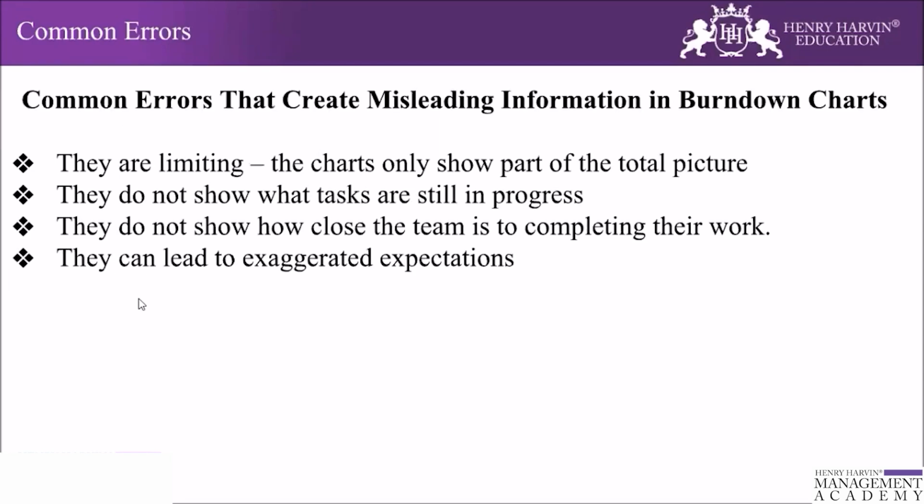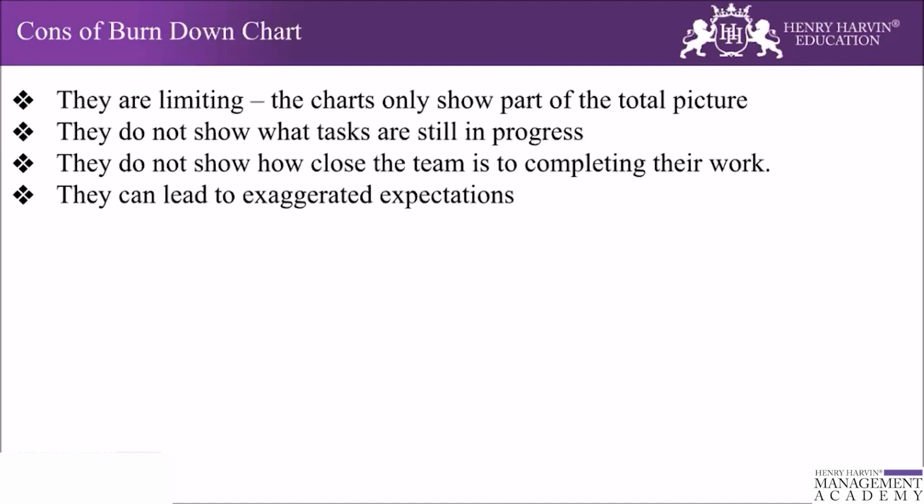And the common errors that create misleading information in the burn down chart. The first one is that they are limiting, the chart only shows part of the total picture. They do not show what tasks are still in progress. Okay, so what are the common errors that create misleading information in the burn down chart?